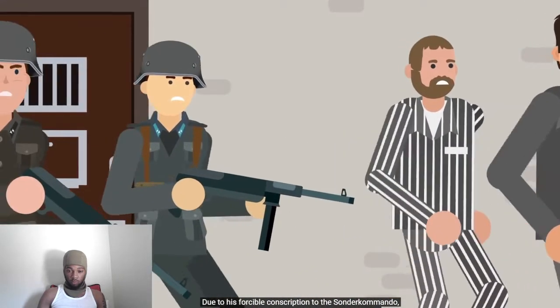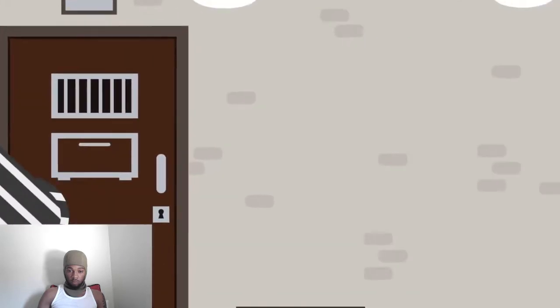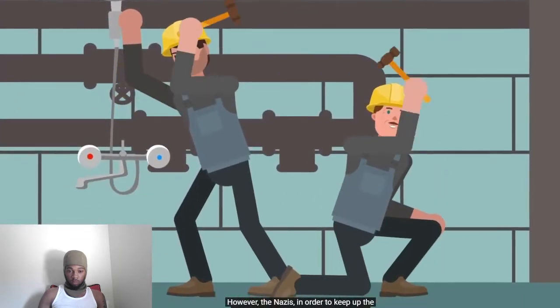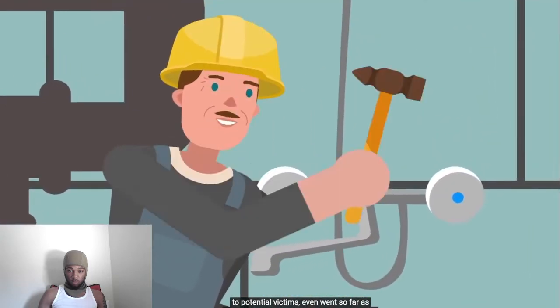Conscripted into the Sonderkommando, Nadjari had to escort victims to the chambers and saw many groups enter and die. He knew exactly what the gas chambers were. However, the Nazis, in order to keep up the ruse that the chambers were showers to potential victims, even went so far as to install pipes and fake shower heads into the room.